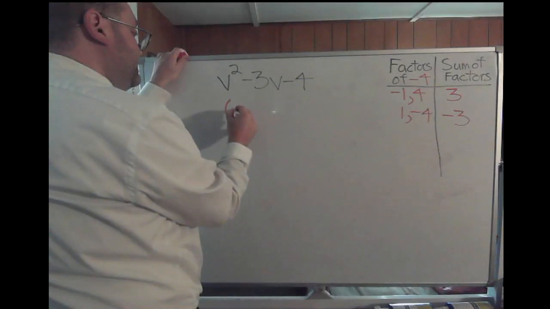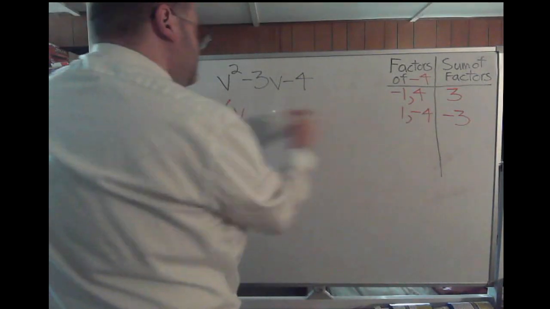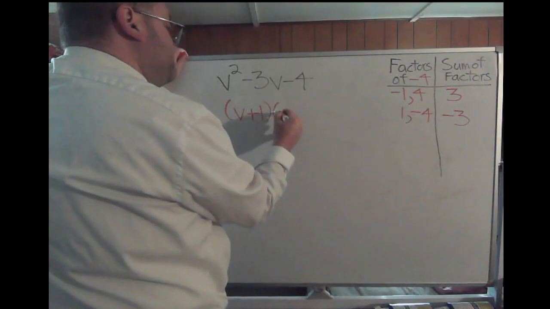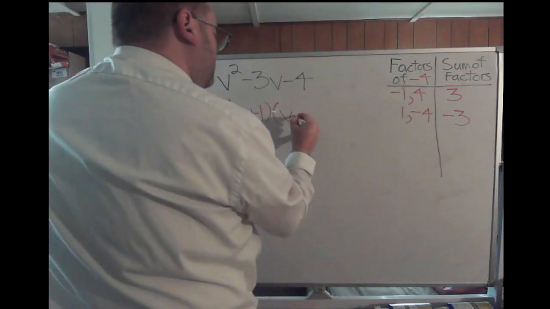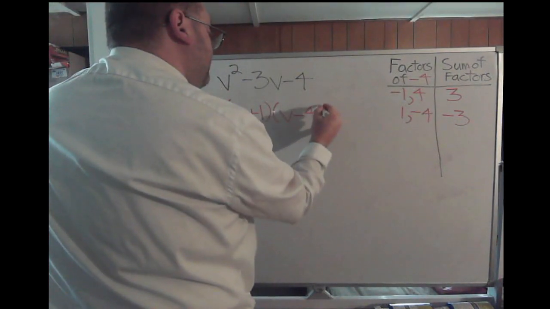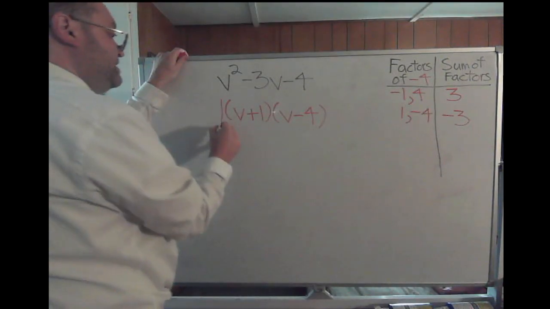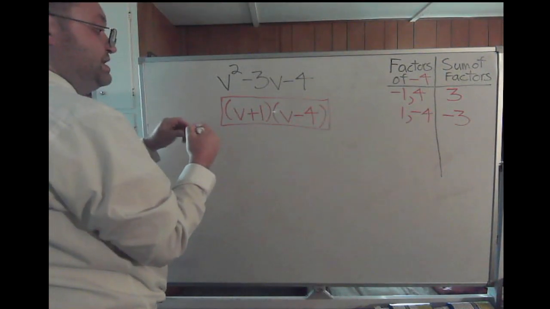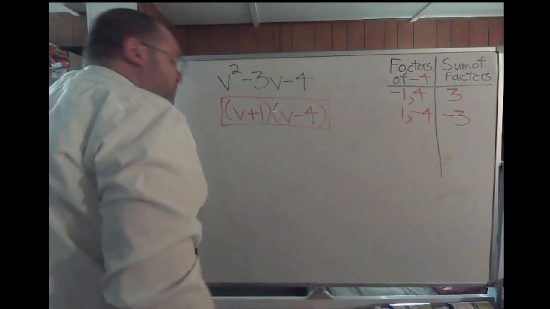So now you're going to take v plus 1, that quantity, times v minus 4. So the factorization you should get for this would be the quantity of v plus 1 times the quantity of v minus 4.